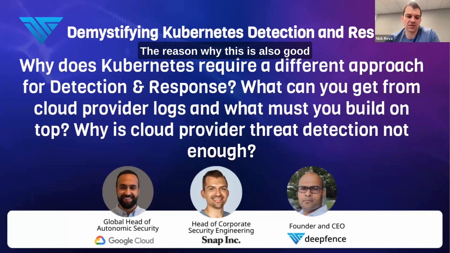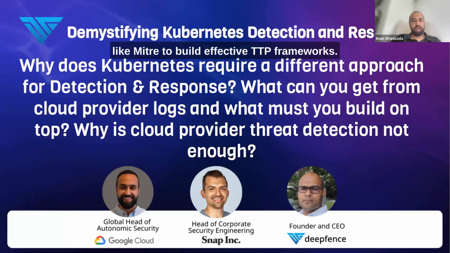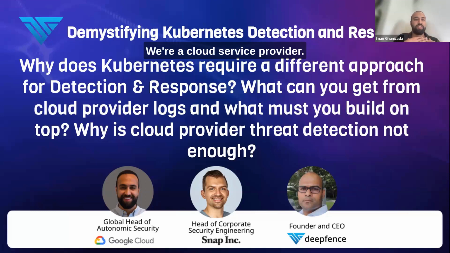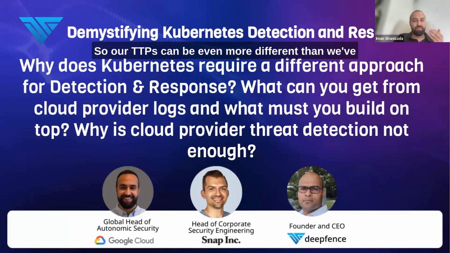Yeah. The reason this is also good is because it allows nonprofits like MITRE to build effective TTP frameworks. And this is the power of MITRE ATT&CK: some people have additional TTPs past MITRE ATT&CK, like Google, for example. We have the YouTube infrastructure, we have the cloud infrastructure, we're a cloud service provider, so our TTPs can be even more different. We've got a lot more abuse stuff, so MITRE plus plus plus.